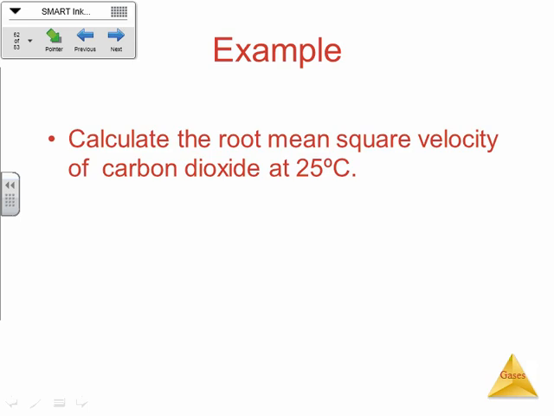Let's do an example here. Calculate the root mean square velocity of carbon dioxide at 25 degrees Celsius. I'm going to do one of these just to show you how you would plug into the equation. But again, I've never seen you need to do this on the AP exam. What I've seen is you have to compare a couple of different gases and decide which one is going to have the highest root mean square speed. So, carbon dioxide at 25 degrees Celsius.